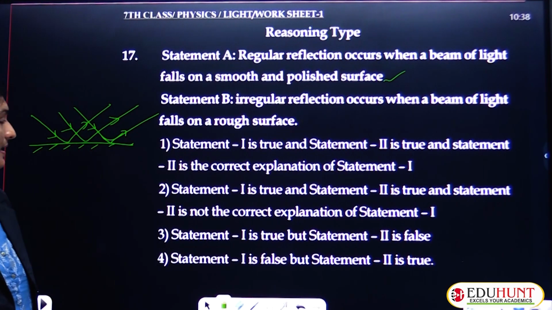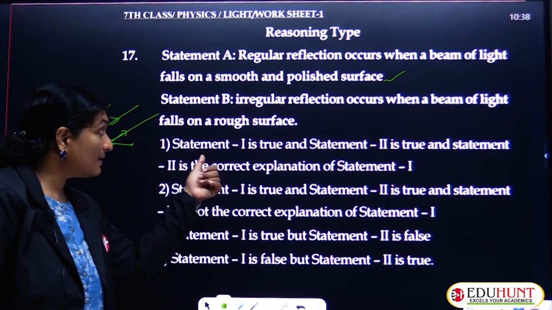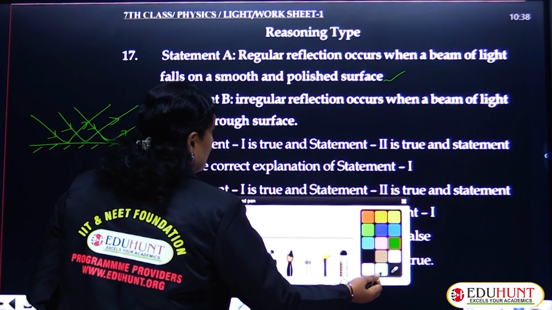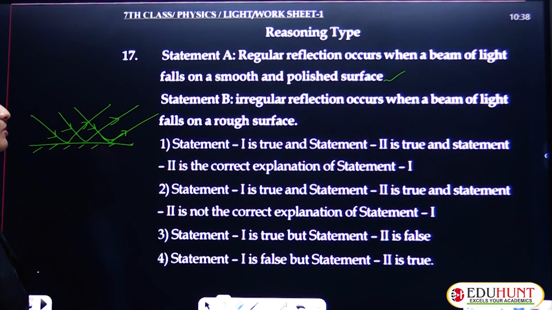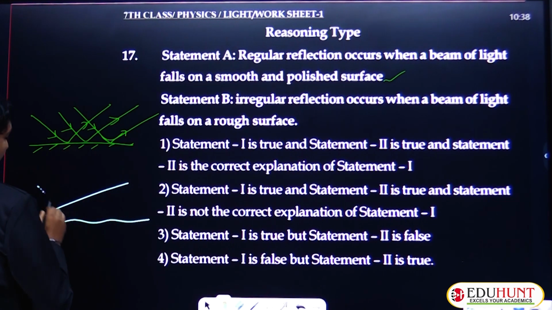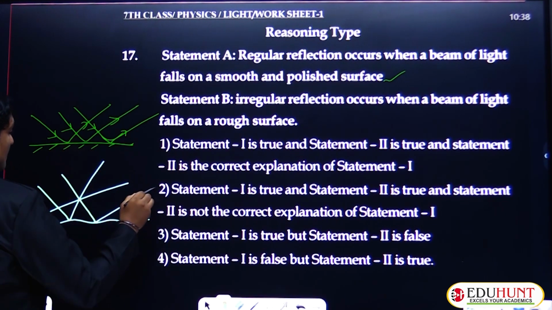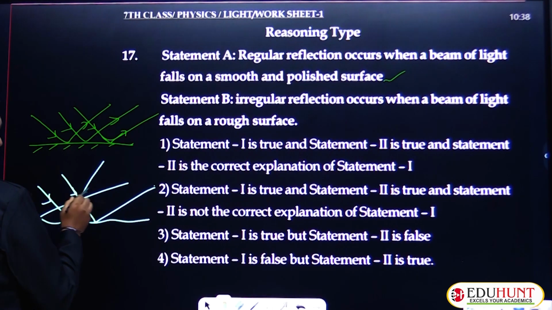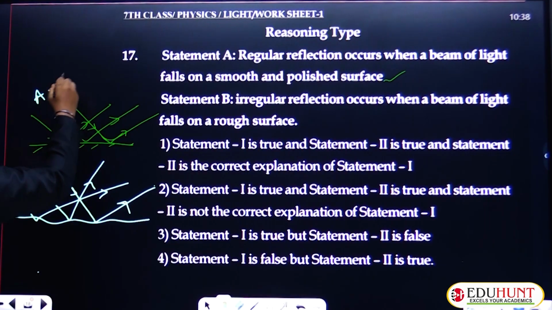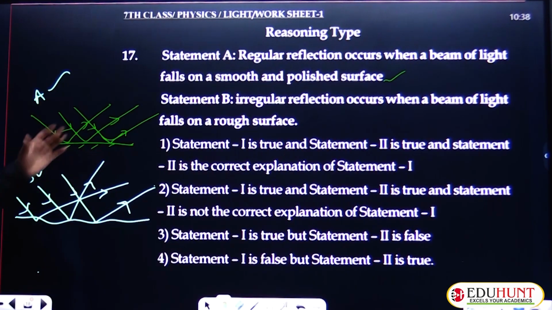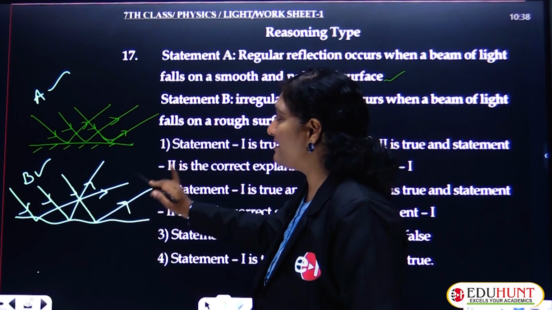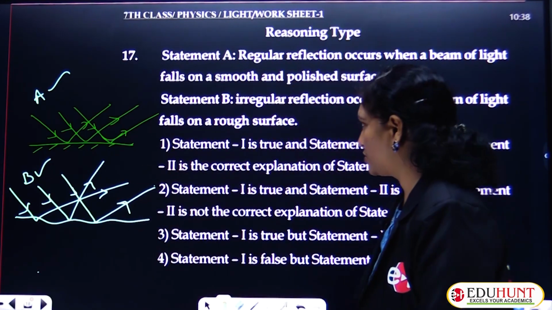Now, let us move to the second part, statement B. Statement B says that irregular reflection occurs when a beam of light falls on a rough surface. So, whenever a beam of light falls on a rough surface, then what happens? Irregular reflection takes place. Yes, that is also true. So, statement A is true and statement B is also true. These are two different statements. So, we observe that both statement A and statement B are true.